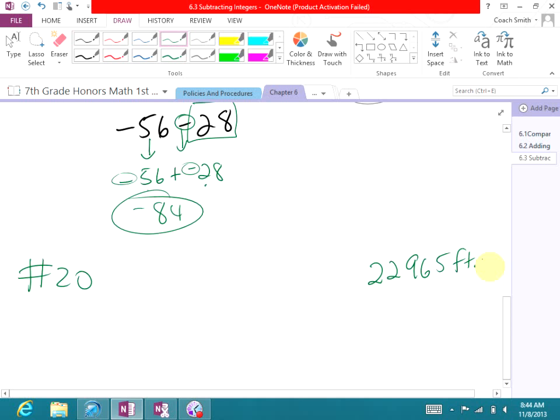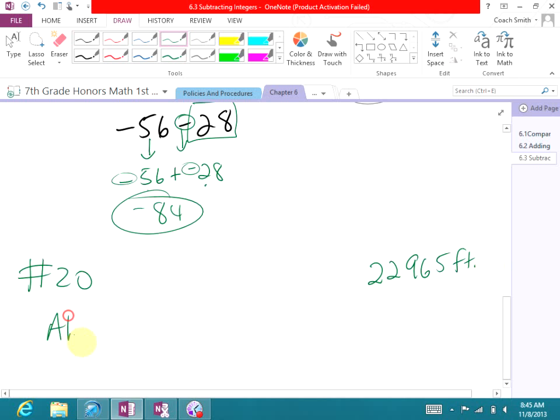Now, what we do is, they say the highest point in South America is Mount Aconcagua at 22,834 feet above sea level. The lowest point in South America is the Valdez Peninsula at 131 feet below sea level. Find the difference. The key word there is difference. Difference means to subtract. Okay?